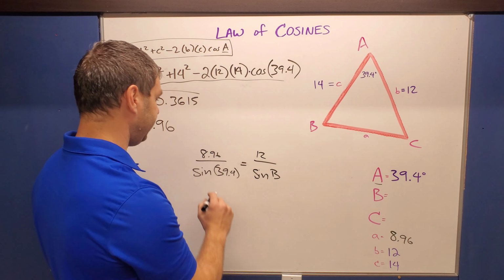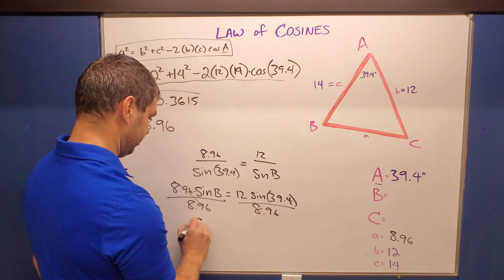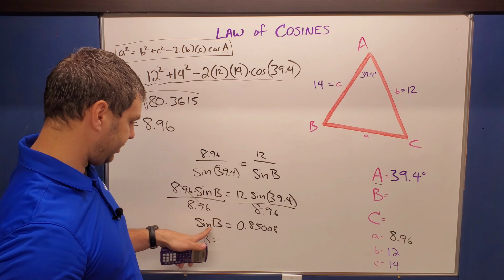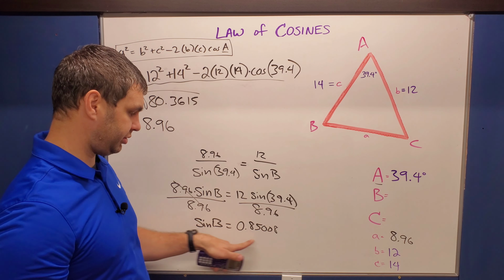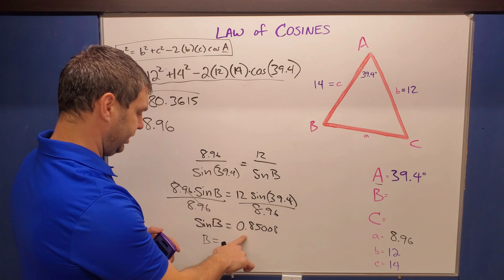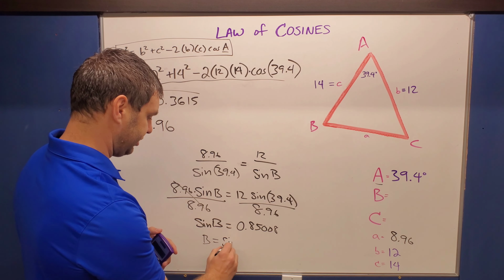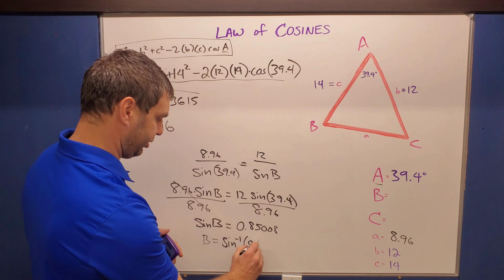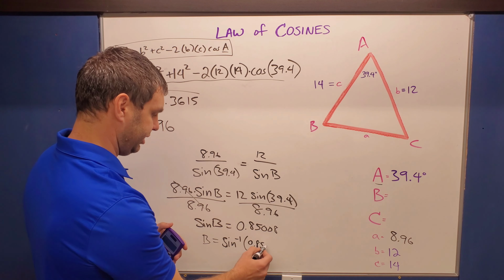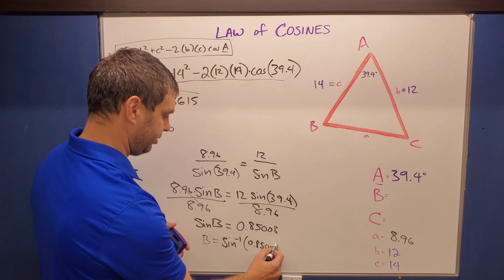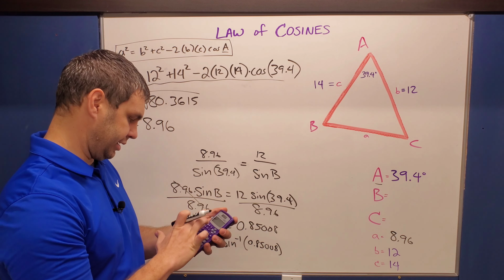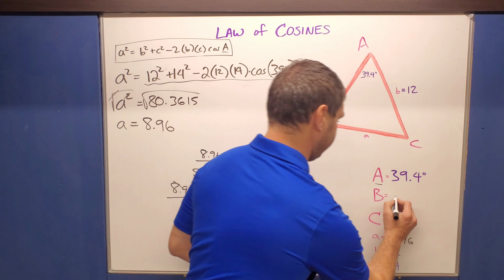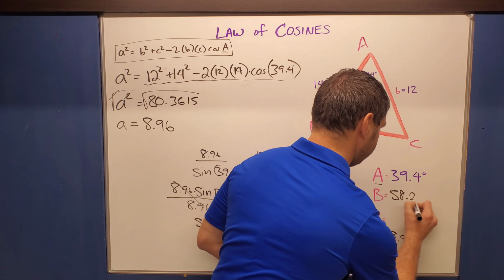Let me do that in fast motion for you. This one ends up with sine of b by itself equals some really, really small number, about 0.85. To find b, I have to take the inverse sine of that same small number. If I do that, second sine, this gives me 58.2. So capital B is 58.2 degrees.